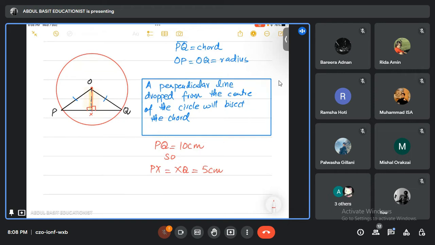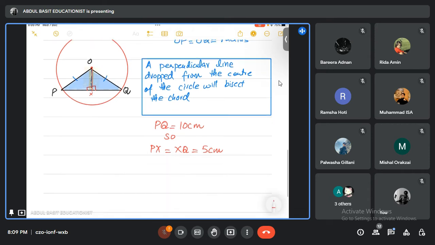And we can see that we have two right angle triangles inside. Can you see that? And with the help of the Pythagoras theorem, sin, cos, tangent, trigonometry, which we have recently studied, we can easily solve this as well. Do you get this, everybody? Any questions so far in property number one? So we can say that OX is the perpendicular bisector of the chord PQ.